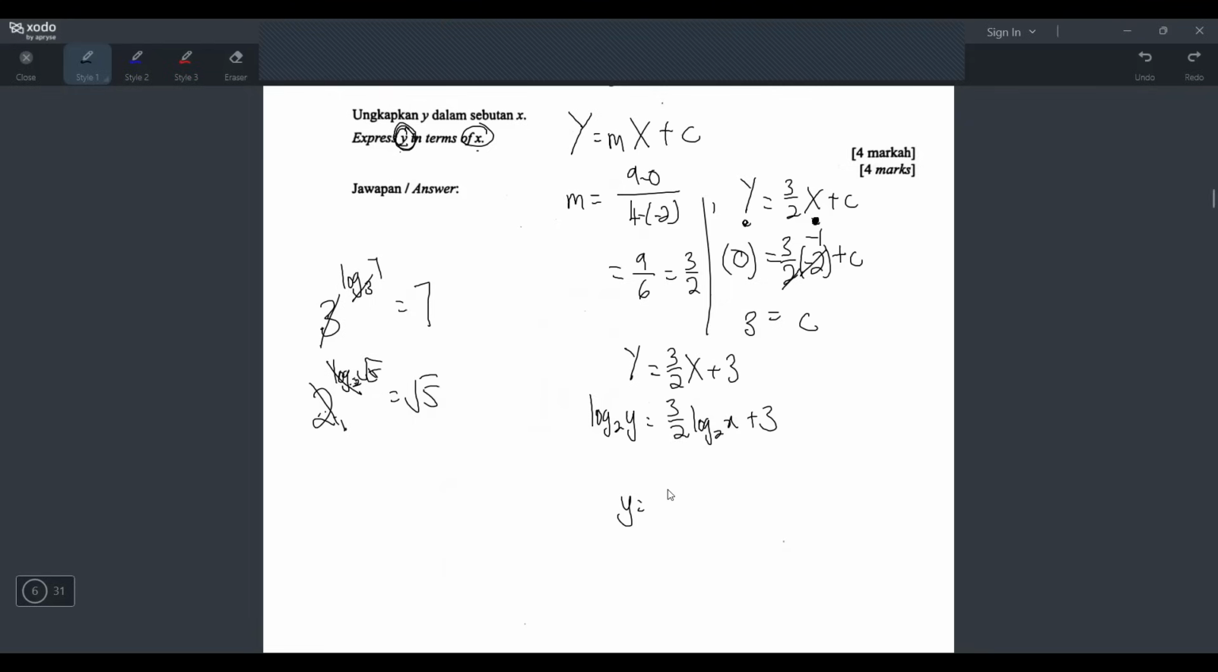First thing first, this 3 over 2, I'll bring it up here. Okay, it means that the log 2y is still log 2y, and then this thing I will bring the 3/2 up, it becomes power. Okay, you know this, right? You know if there is a number in front it can go up and become power. And then the 3, instead of writing 3, it's because I know 3 times 1 is also 3, right?